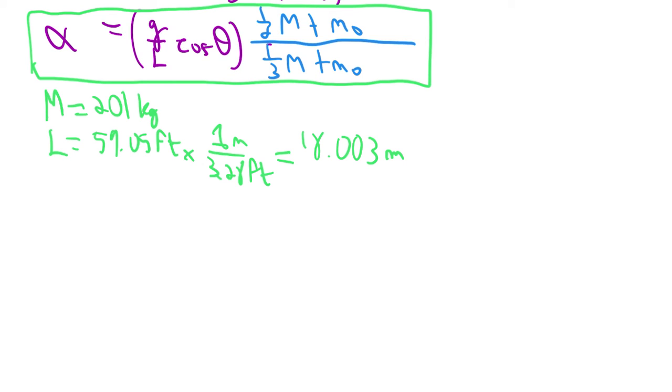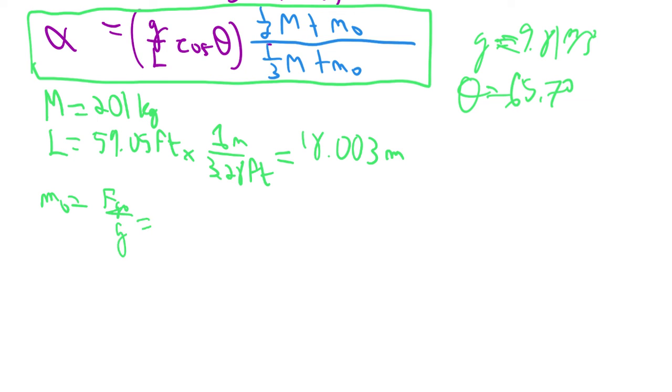What else do we need? They gave us g. They say use 9.81 meters per second squared. They give us that theta is 65.7 degrees, so fine with that. And then lastly, we need m0. But m0 is given not, of course, as a mass, because that would make life easy, but as 199. So it's going to be the weight over g.